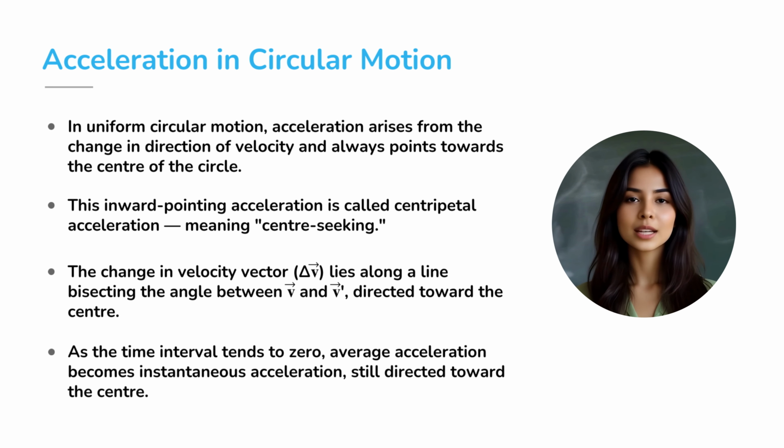This is known as centripetal acceleration. The word centripetal literally means center-seeking. In the diagram, you can see how the vector representing acceleration cuts straight into the center even as the object continues moving around the edge. So, despite having constant speed, the object is always being nudged gently but consistently toward the center of the circle.